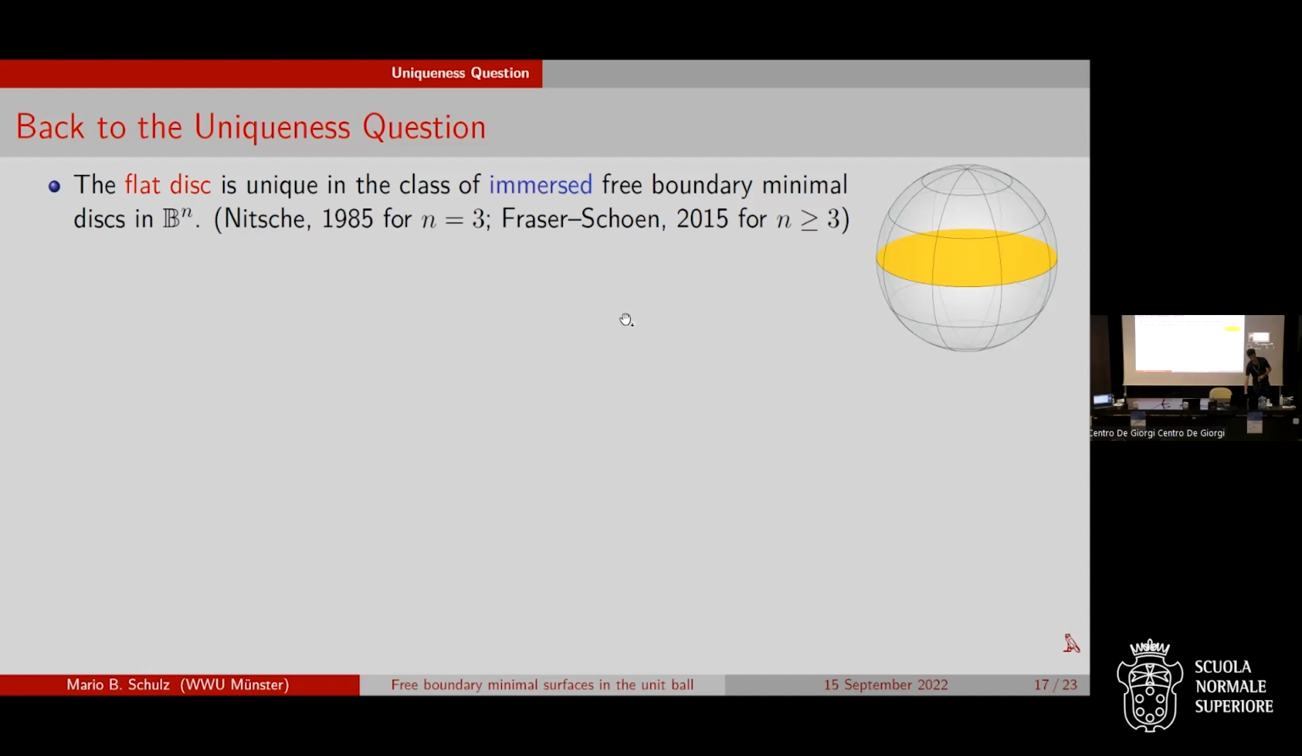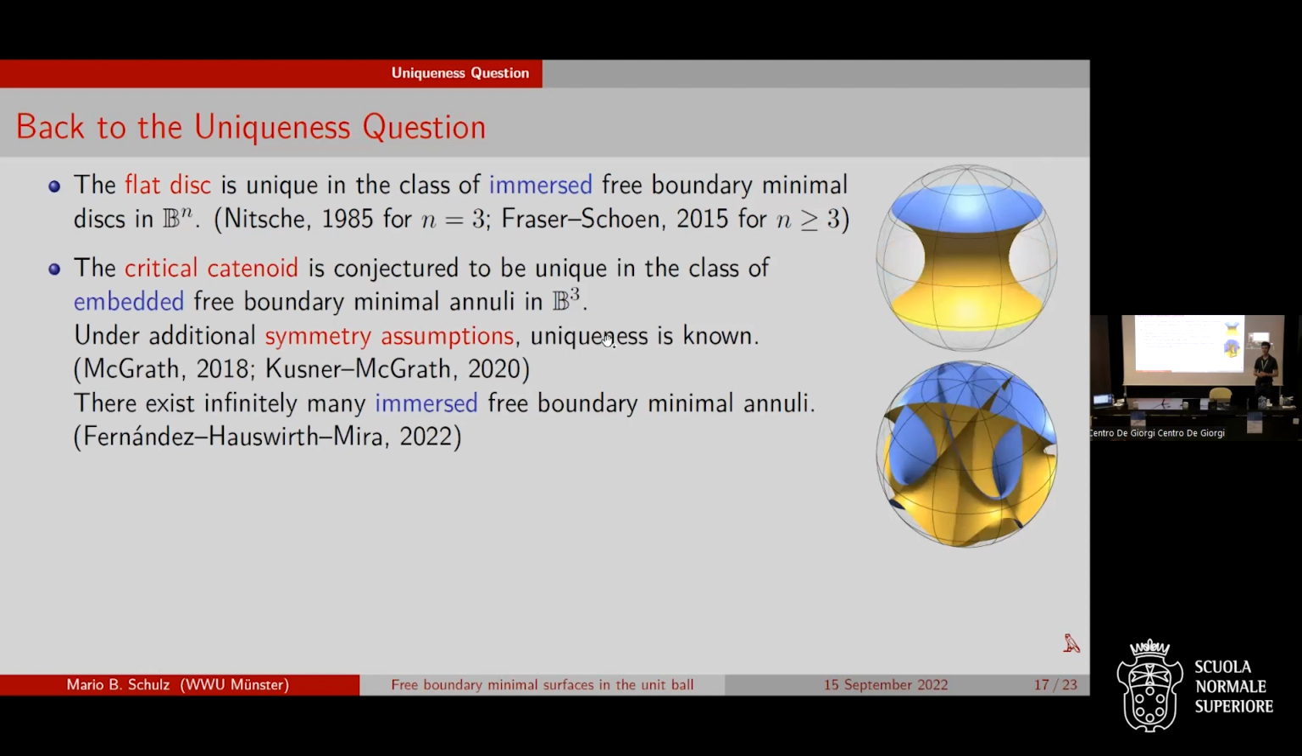Let's move to the next example, the critical catenoid. The critical catenoid is conjectured to be unique in the class of embedded free boundary minimal annuli in B3. And this is open. Uniqueness of the critical catenoid has only been shown under additional symmetry assumptions. This is work of McGrath and Kusner-McGrath. For example, assume you have a free boundary minimal annulus which has reflection symmetries. Then they can show it's the critical catenoid. Assume you have a free boundary minimal annulus which is embedded and has antipodal symmetry. It's going to be the critical catenoid. But uniqueness is not known without symmetry assumptions.